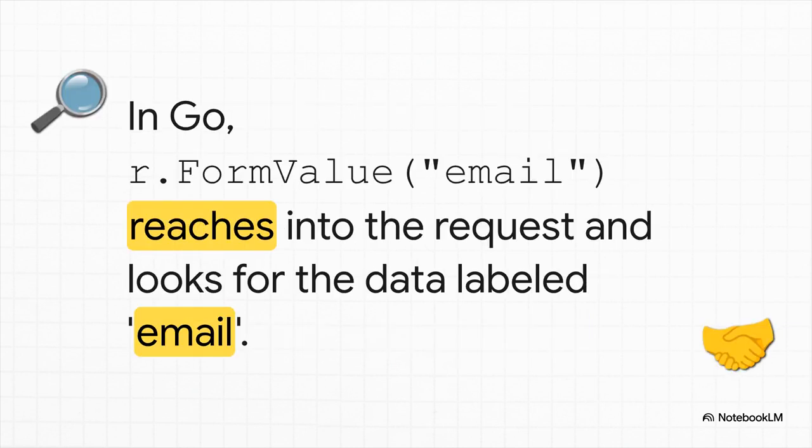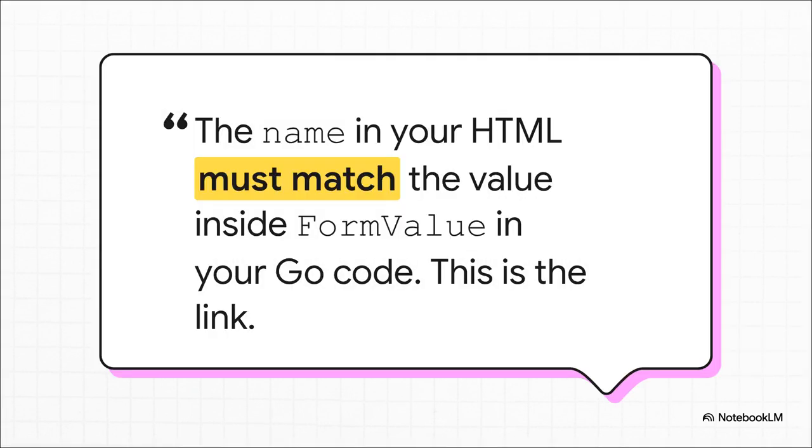And now, look at the Go code. That little function, r.FormValue("email"), is our server reaching into the incoming data and saying, okay, give me the package with the email label on it. You see it now? That's the connection. And I really can't stress this enough. This is the number one takeaway. The value of the name attribute in your HTML has to exactly match the string you put inside r.FormValue in your Go code. That's the bridge. That's the whole secret that makes this work.